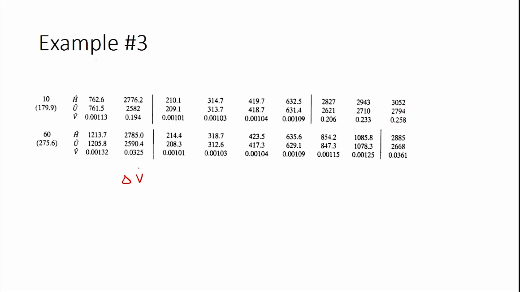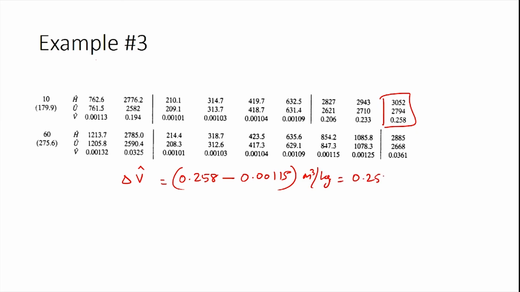Delta V cap would be equal to the difference between the specific volumes. So, that would be 0.258, which is the final condition, minus from here 0.00115 meter cube per kilogram, giving you a value of 0.257 meter cube per kilogram. So, this would be the value.